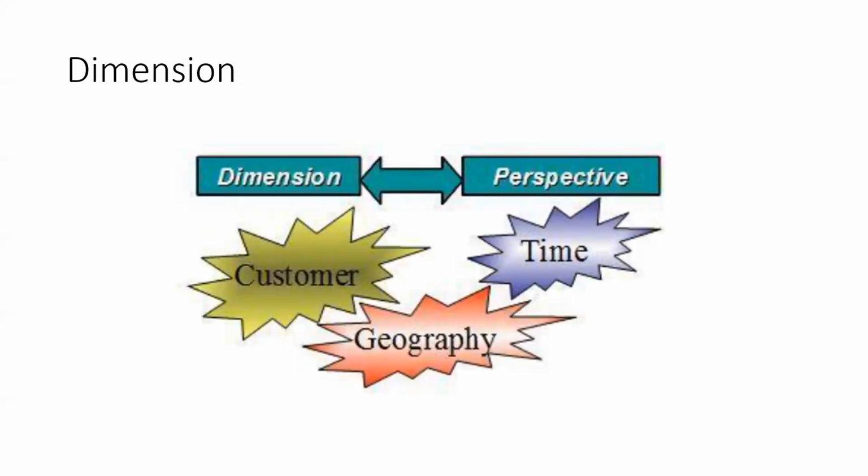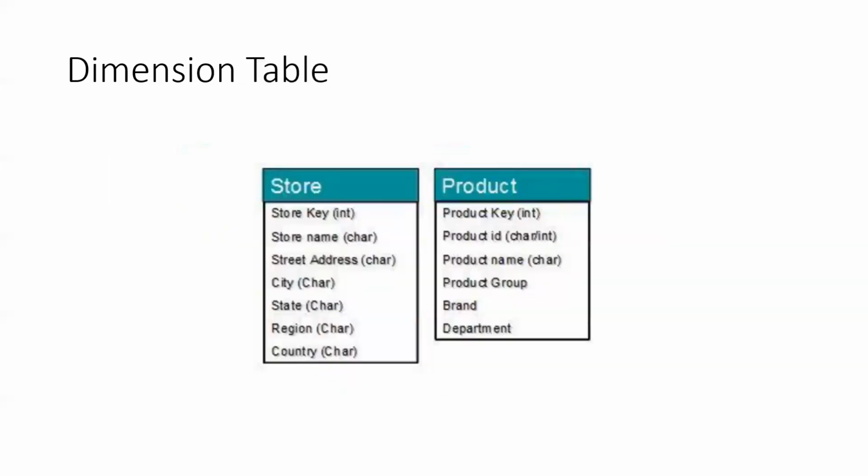Over here we have the example of customer, geography, time. Those are all called dimensions. Just like I gave an example, store and product. Those are the two examples for dimensions. In store, we are collecting all the store names, addresses, and so on. Product should be all the products available for this particular industry or outlet.